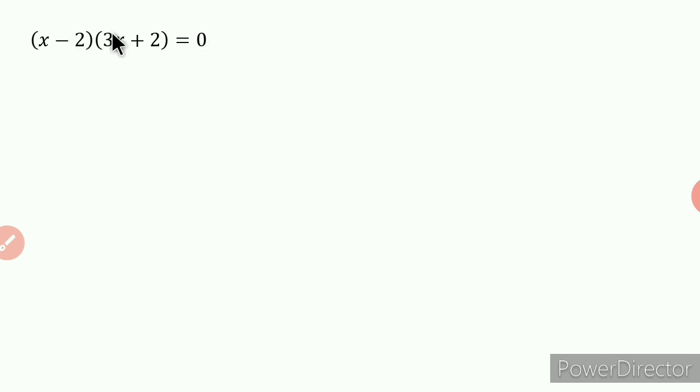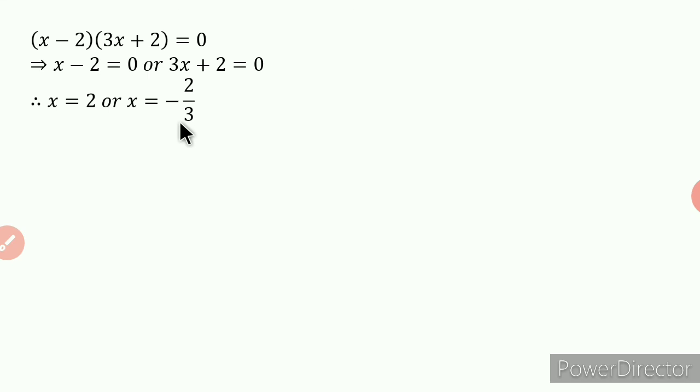Now, since the product of these two terms is 0, that means one of the two terms is 0. And therefore, we get x minus 2 is equal to 0 or 3x plus 2 is equal to 0. So from this we get x is equal to 2, and from this we get x is equal to minus 2 by 3. Therefore, x is equal to 2 or x is equal to minus 2 by 3. Now, we find the value of y for these two values of x.